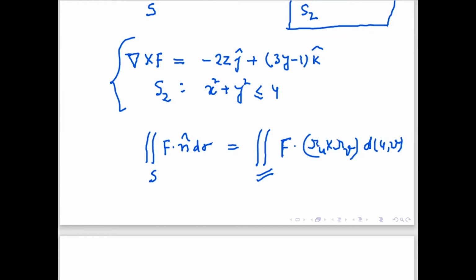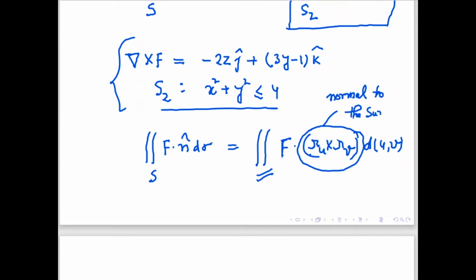So what is this ru cross rv? This is the normal to the surface. Ru cross rv is actually the normal to the surface. If you divide by its norm, it becomes the unit normal to the surface S. So I can directly write the normal. Later, after this problem, if it comes in any exam, you can directly write the normal. But for the timing, I will calculate it and show what the normal is.